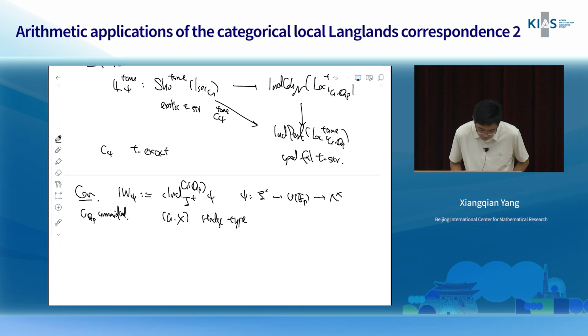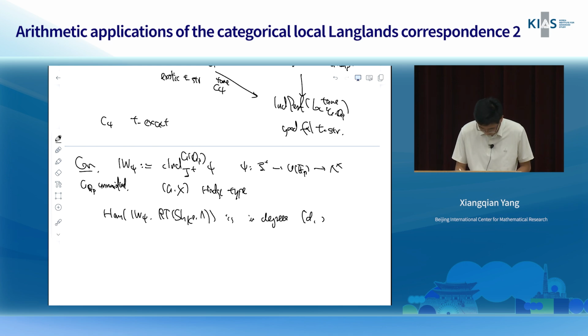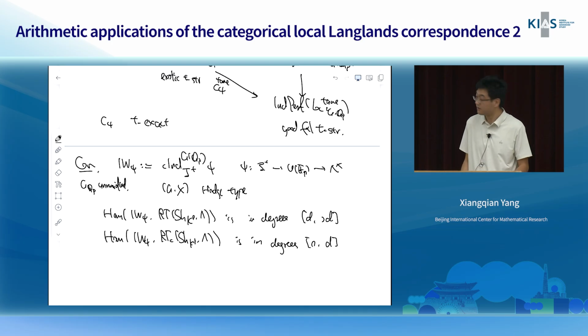Then we know that the Hom from the Iwahori-Whittaker representation to the cohomology of this is in degrees d to 2d, where d is the dimension of the Shimura variety. And also you have the other one for the compactly supported cohomology.